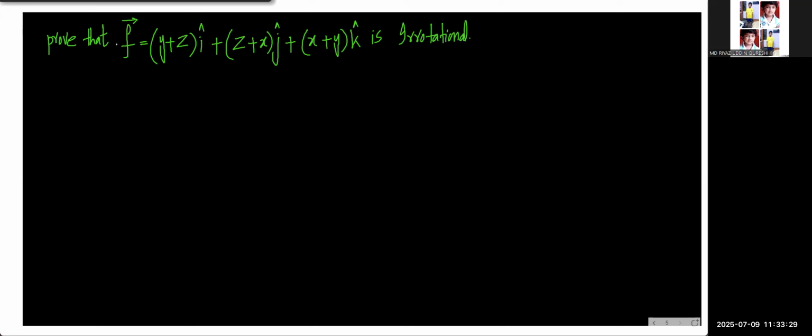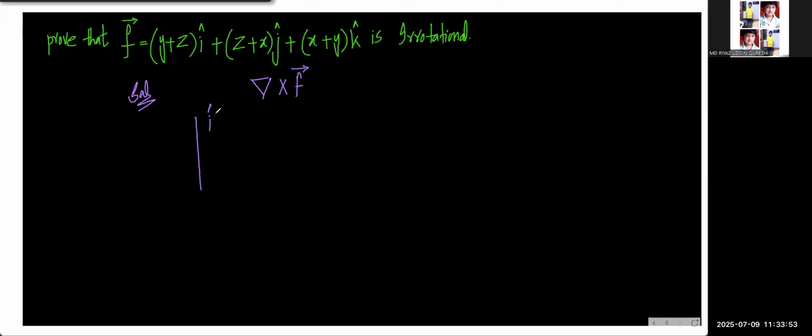Okay, then how to show it? Irrotational means the cross product of del with F should be equal to 0. Then only we say F is irrotational. So let us do it.